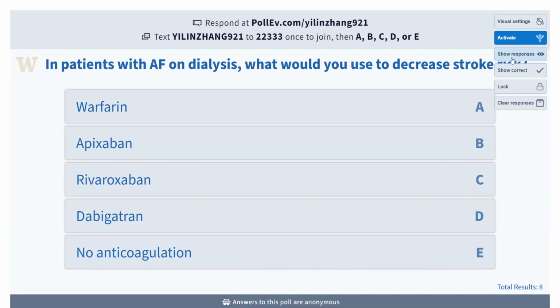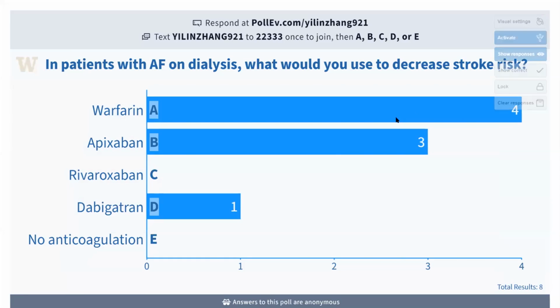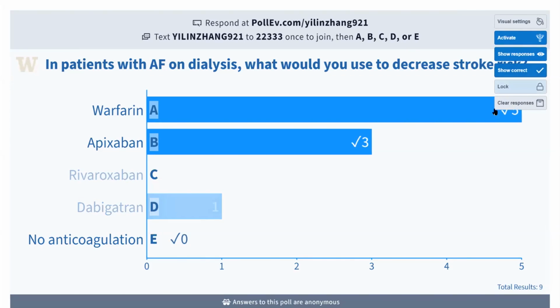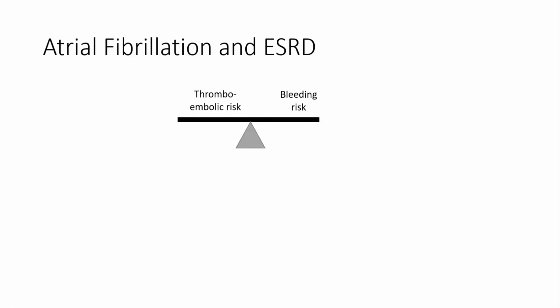Let's see what you guys said. And so we're pretty split. It sounds like most people think Warfarin or Apixaban. Ooh, the majority of people think Warfarin over Apixaban. So here, what I would advocate is the 3 acceptable answers: Warfarin, Apixaban, or no anticoagulation at all. Let's review the literature on this.